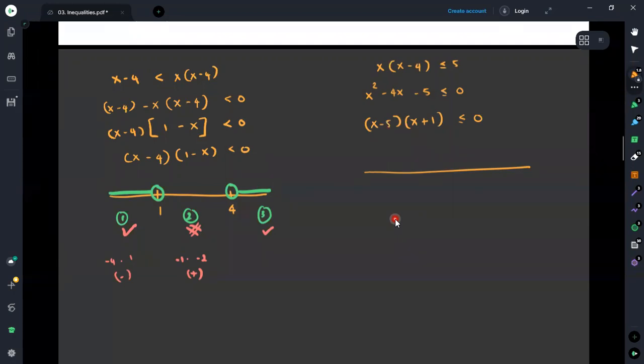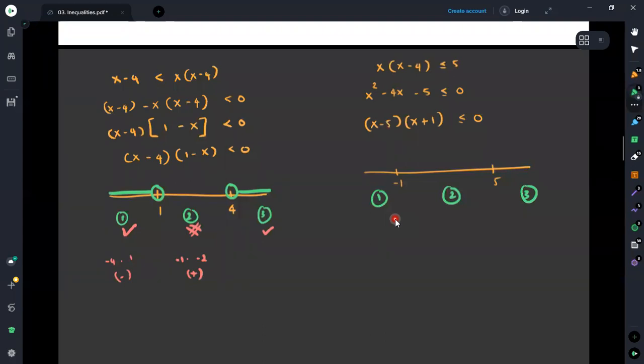Here we can take x minus 5 equals 0. Then we'll get x equals plus 5 here. Then x plus 1 equal to 0. By equating this to 0, we'll get x equals minus 1. Now, based on this inequality, we need to find out what is the possible region, whether it is the first region, second region, or third region.